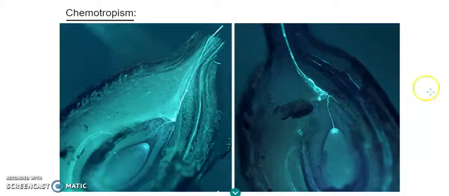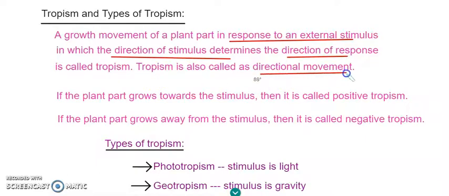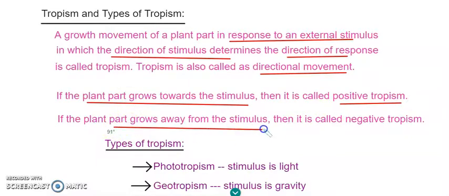So let's look into the definition of tropism and types of tropism. Growth or movement of a plant part in response to an external stimulus, where the direction of the stimulus determines the direction of the response. So tropism means directional movement. If the plant grows towards the stimulus like water, light, gravity, we call it positive tropism, which we just saw in the pictures. And if the plant part goes away from the stimulus, then it's called negative tropism.